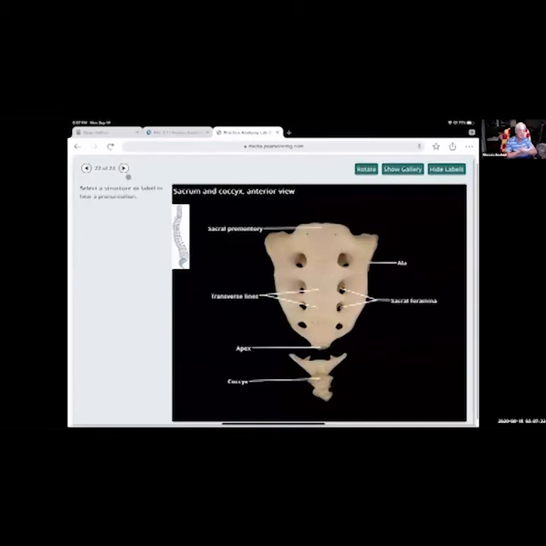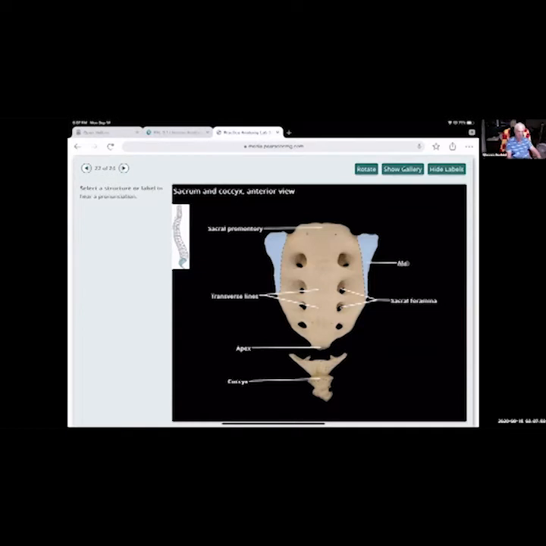Okay, the sacrum and the coccyx. The sacrum is composed of 5 fused vertebrae. The coccyx is composed of anywhere between 3 to 5 vertebrae, depending on the person. Now, on the sacrum, you have the sacral promontory, which is the top ridge of it. You have the ala, which is the side, on the lower side of both sides of the sacrum.